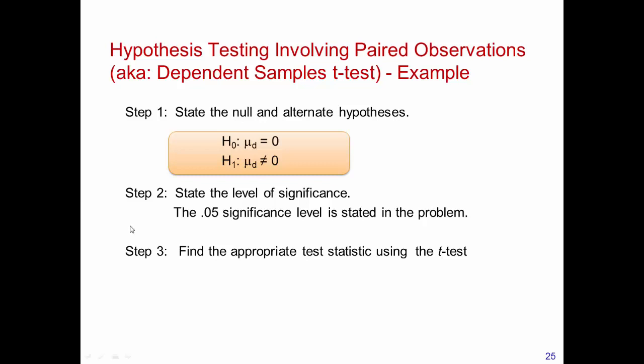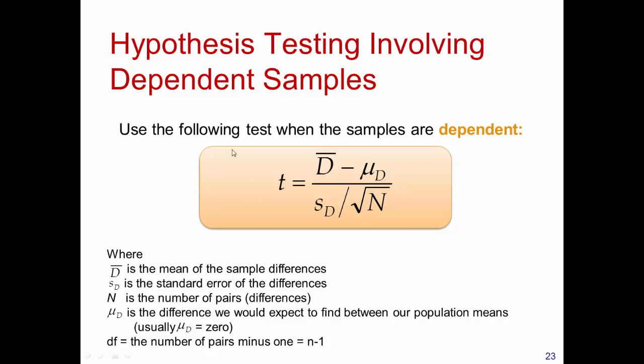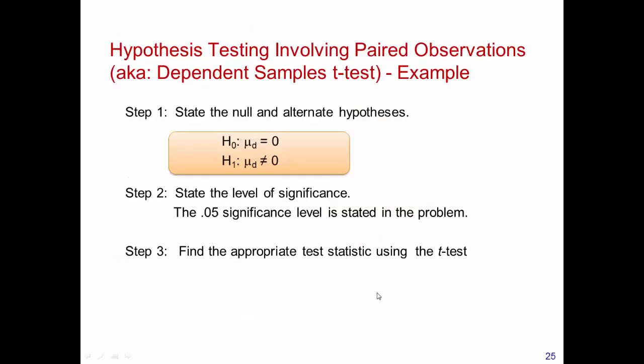The level of risk that we're willing to accept of rejecting the null hypothesis when in fact it is true is 0.05, and that's given to us in the problem. And then we're going to find the appropriate test statistic, and we're going to use the dependent samples t-test that we found in slide 23.